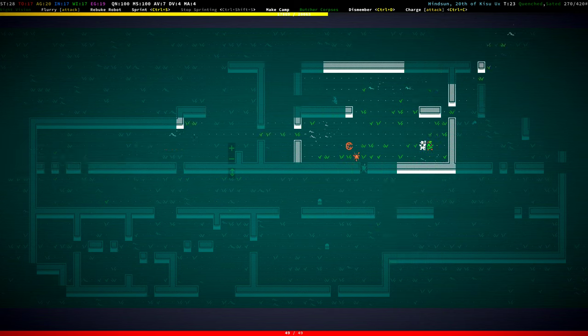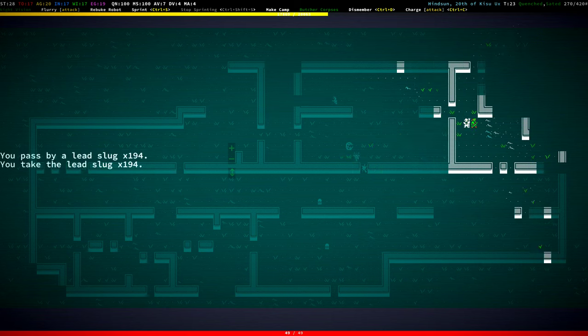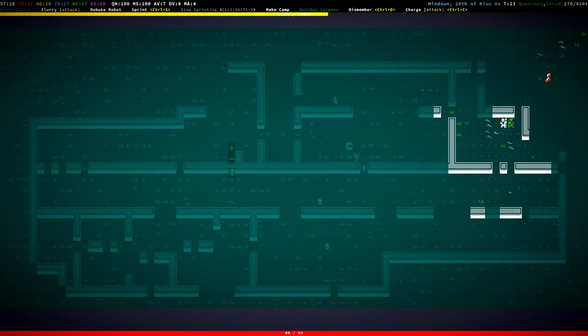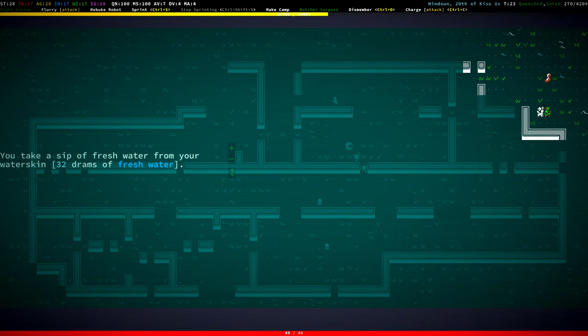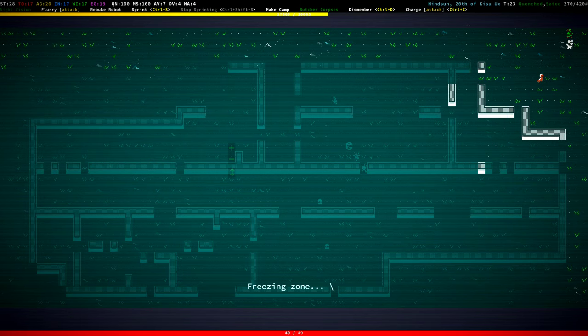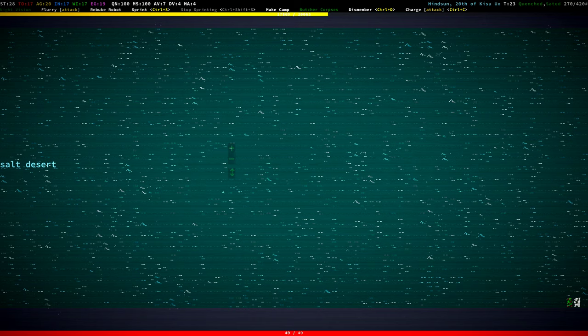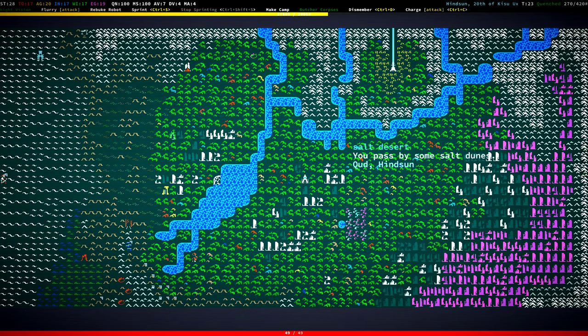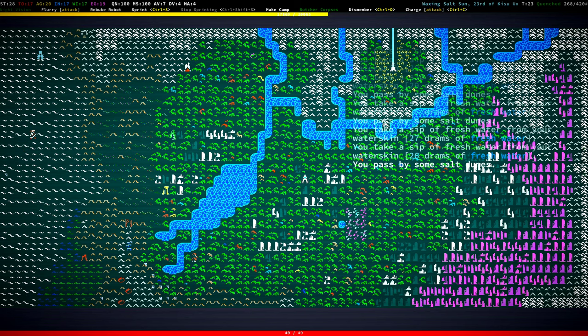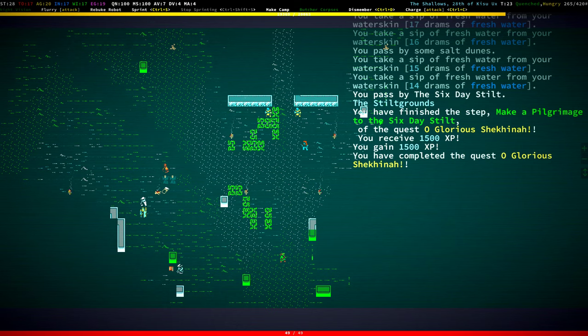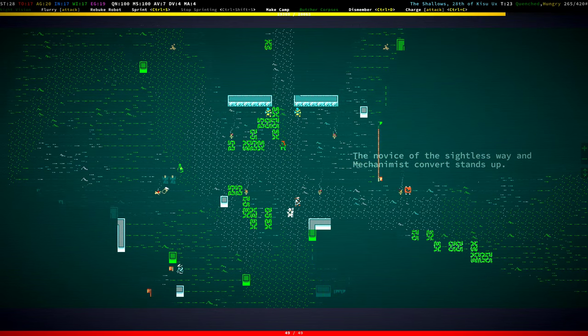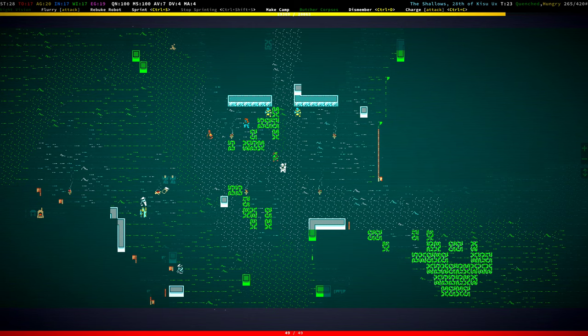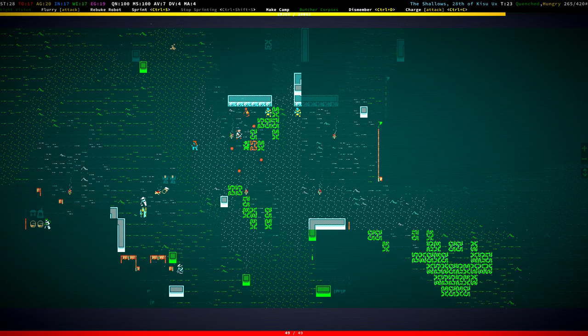So let's go back to where that first turret got destroyed, and we'll pick up even more slugs there. Very impressive. Okay, and that's it for there. To the stilt. Look at us go. We're not getting lost at all here. Sweet. Here we are at the Six Day Stilt. Let's talk to some folks.